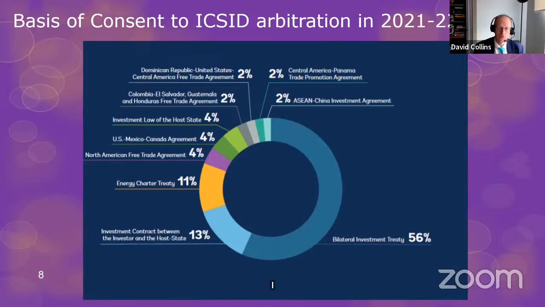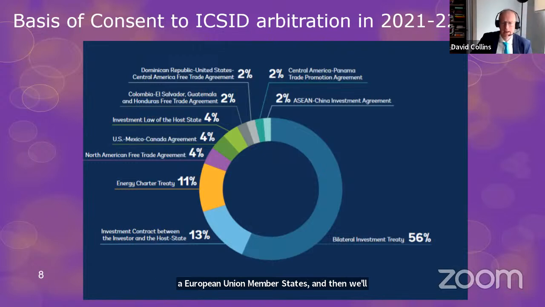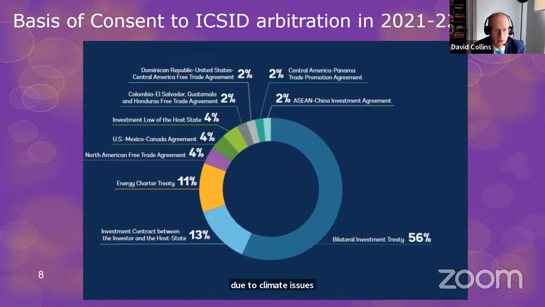The Energy Charter Treaty is the single most important instrument for grounding ICSID claims. And as you probably know about the Energy Charter Treaty, 11% there, it is being slowly abandoned by European Union member states, a number of countries, Poland, and I believe France, possibly Germany, and one or two others have pulled out recently due to climate issues. So the Energy Charter Treaty is poised to decline.